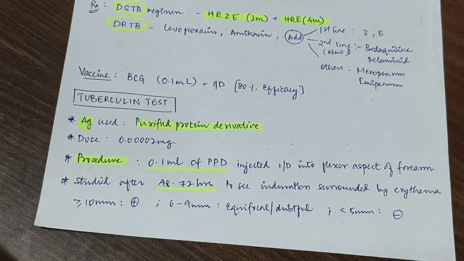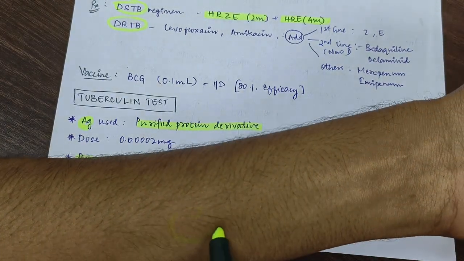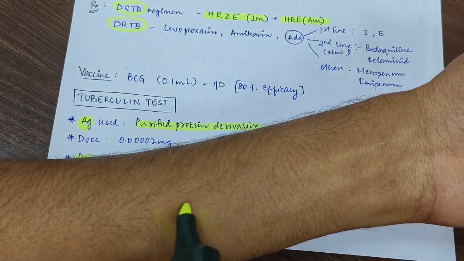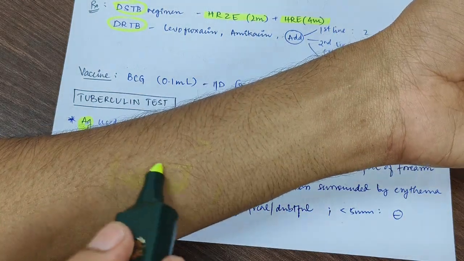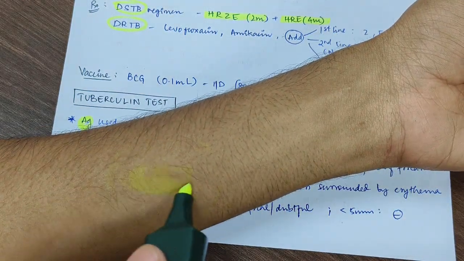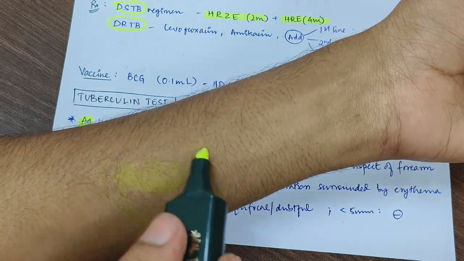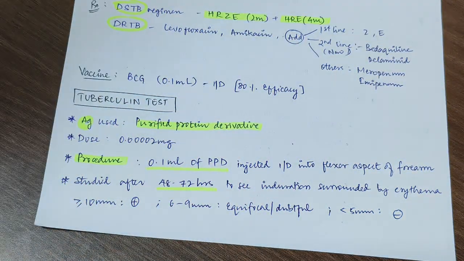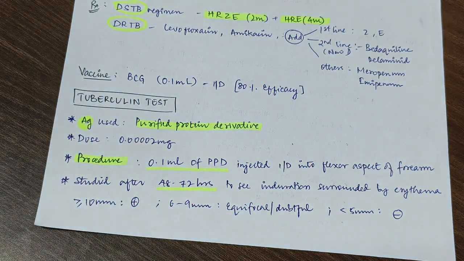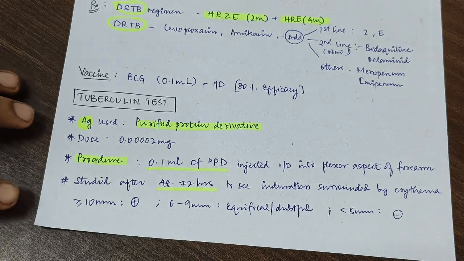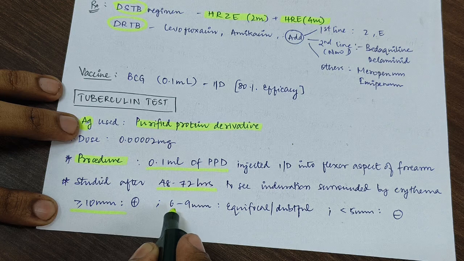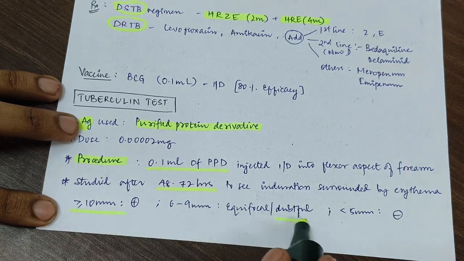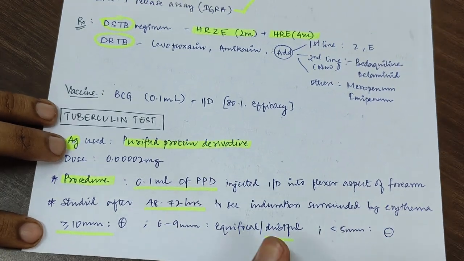What you are going to see is the induration, if there is any induration, surrounded by erythema, reddish erythema. Then how are you going to tell whether the test is positive? It is positive when induration is more than 10 mm. Induration of 6 to 9 mm with erythema is said to be doubtful, and less than 5 mm is negative.